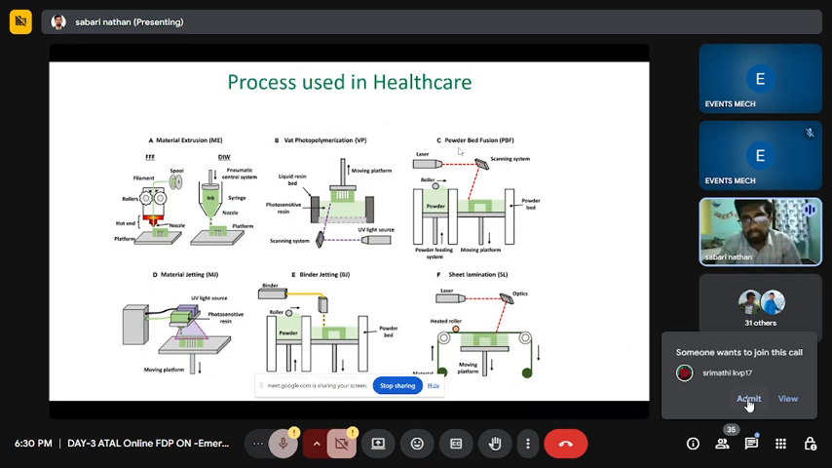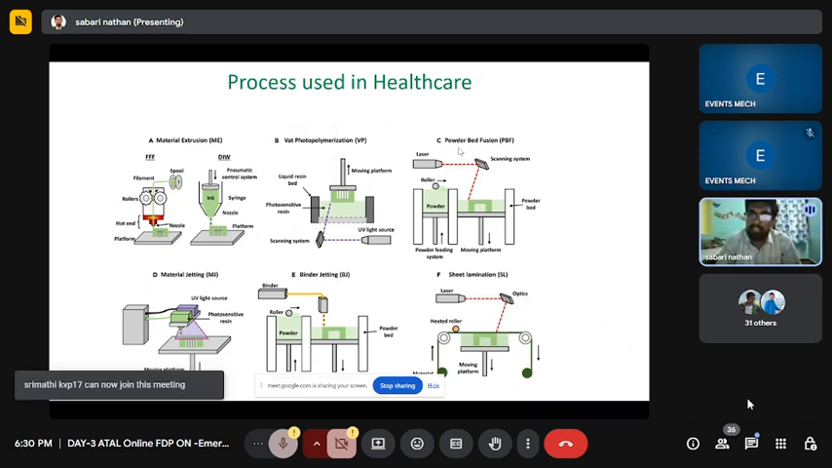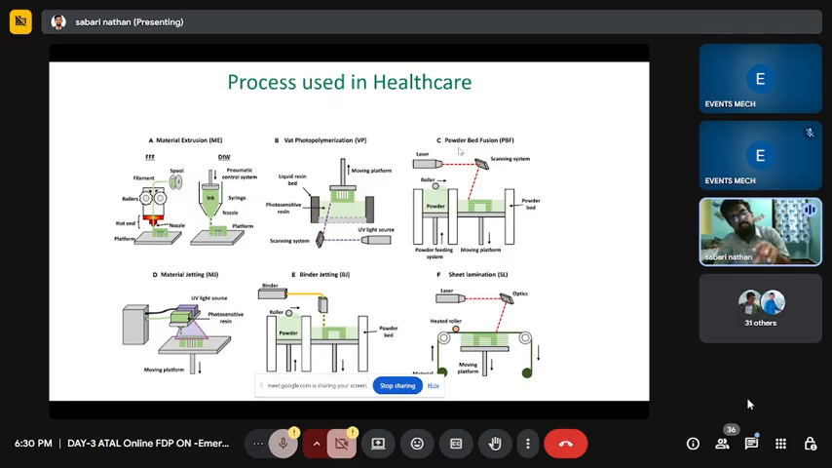Then powder bed fusion. In powder bed fusion, the material is deposited every time on the respective dimension. Then the scanning system, which is the laser source, cross-links the material. Then the material is pulled out from the print bed. Every time it goes in a to-and-fro motion, the excess material goes out and new material comes up to fill the space. This is called powder bed fusion.